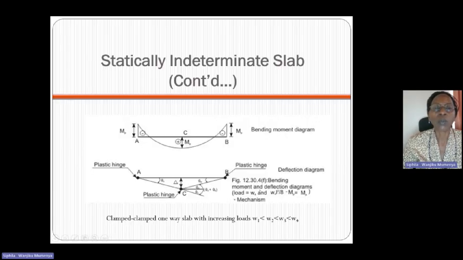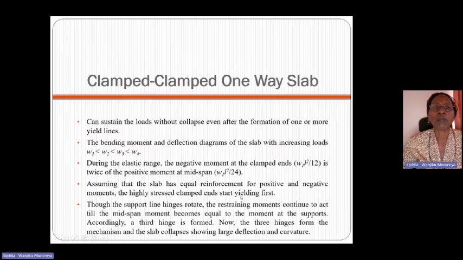So as you increase the load, the value of the loading keeps on increasing such that W1 is less than W2, less than W3, less than W4. And basically, that is the state of a mechanism. So a clamped one-way slab can sustain the loads without collapse, even after the formation of one or more yield lines. And the bending moment and deflection diagram of the slab with increasing loads, we've already looked at them.